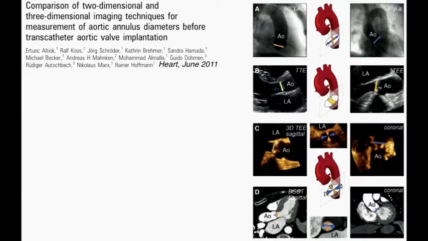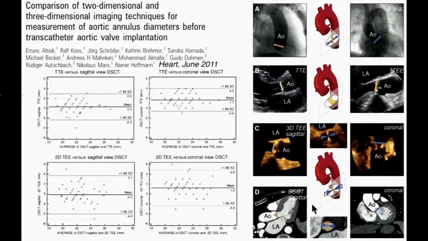Now how does 3D TE and CT compare? Well, in this particular publication from 2011, you can see a comparison that was performed between angiography, 2D transthoracic echo, 2D transesophageal echo, 3D transesophageal echo, and dual slice CT. Now this is the comparison between dual slice CT and transthoracic echo. And as you can see, there's a reasonable comparison in the sagittal view, but they do not compare so well in the coronal view.